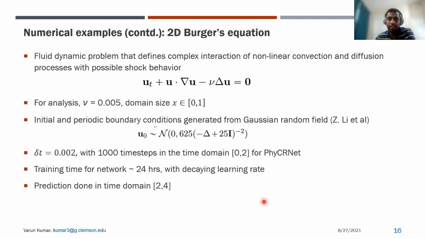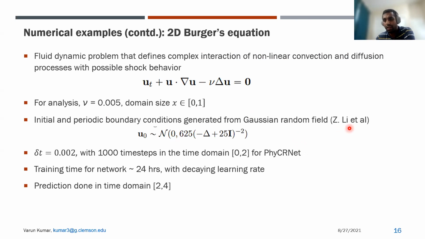So the first example they present is for a 2D Burgers equation. The equation is basically used to define complex interaction of nonlinear convection diffusion with possible shock behavior, and the equation is represented by this. In this analysis, they have used a value of nu of 0.005, and the size of the domain is from 0 to 1. And the initial and periodic boundary conditions are generated from random Gaussian fields.